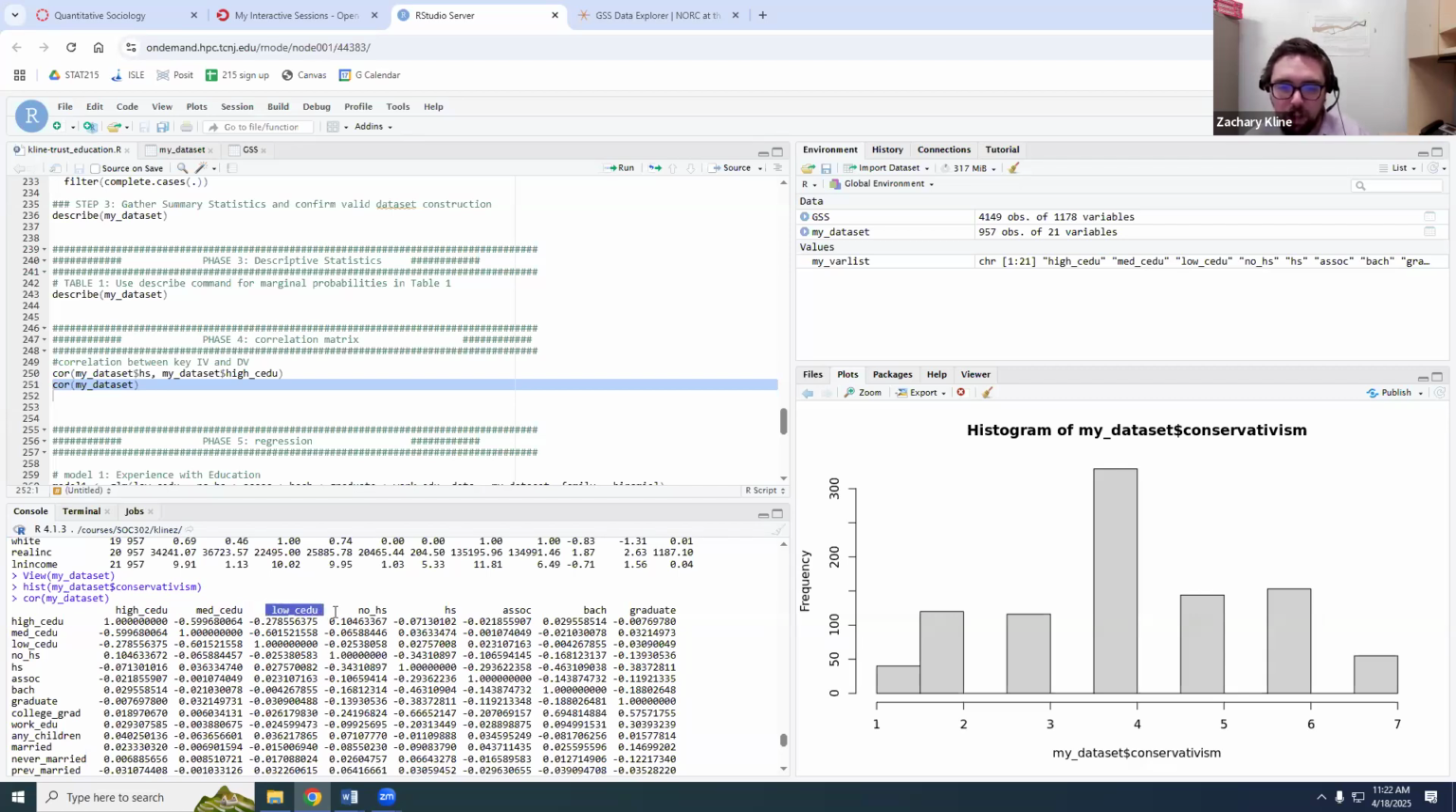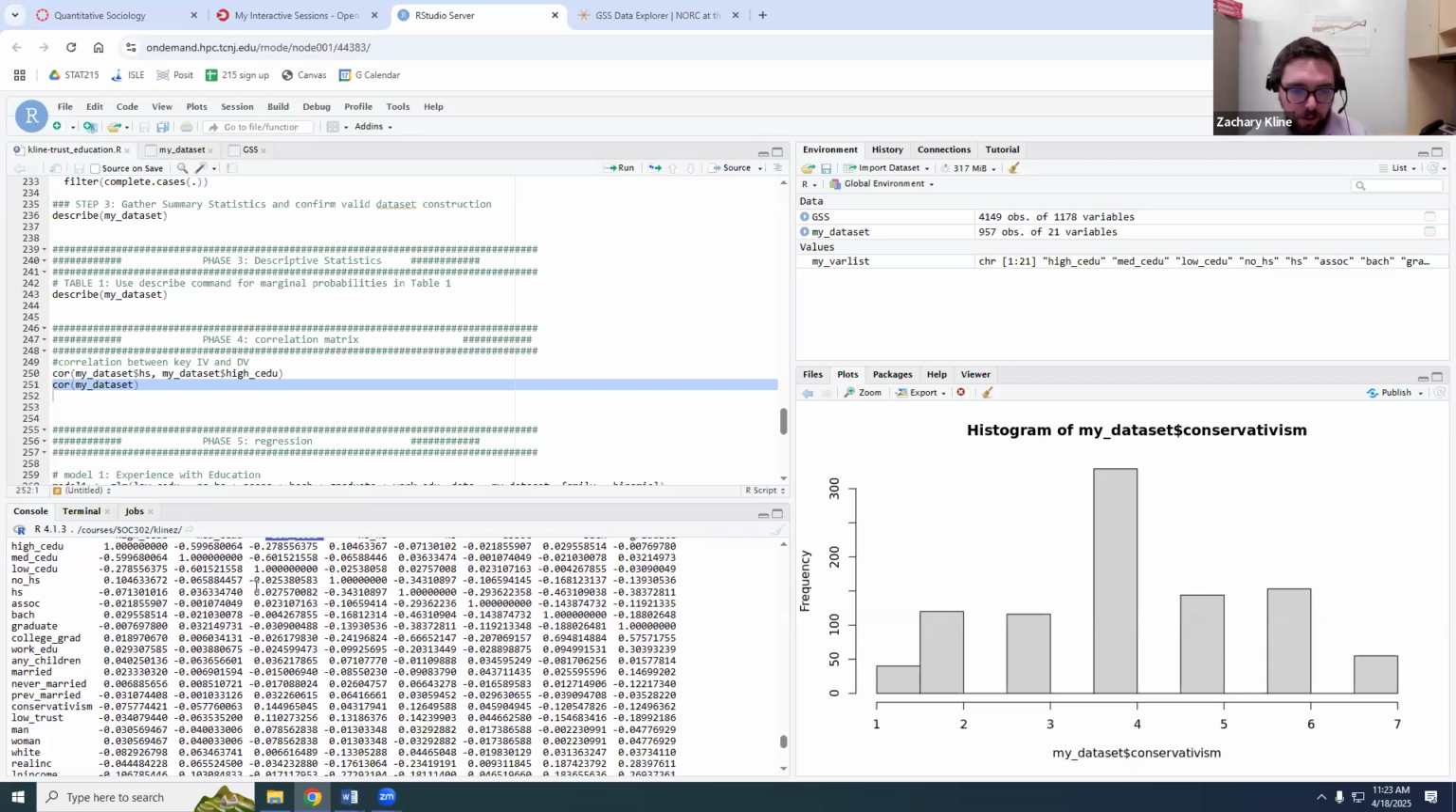So we're going to predict low confidence in education. We could predict high or we could predict medium, but just to keep our story simple, we're going to say that we're interested in what factors predict someone saying, I have low confidence in the people who run education in this country. So this is going to be our key dependent variable, low confidence education. So we're going to be looking for correlations here.